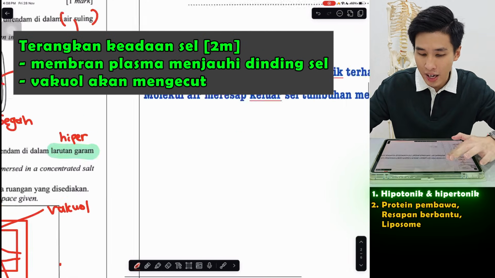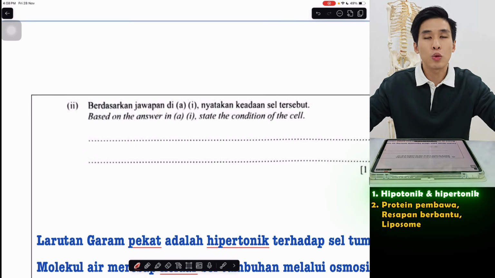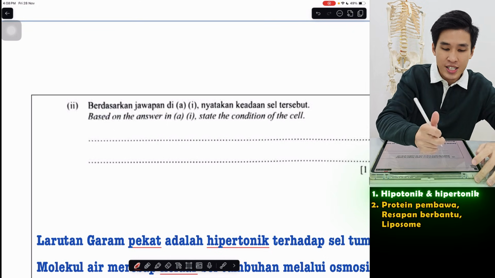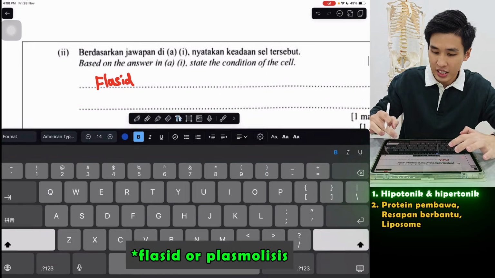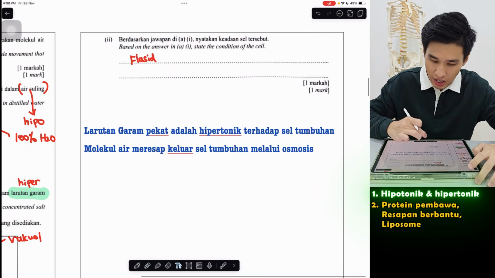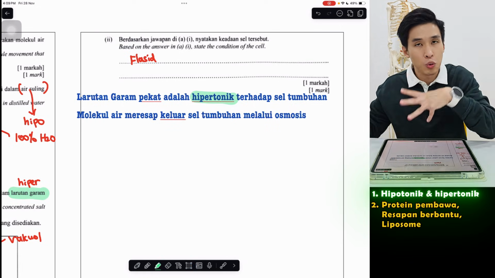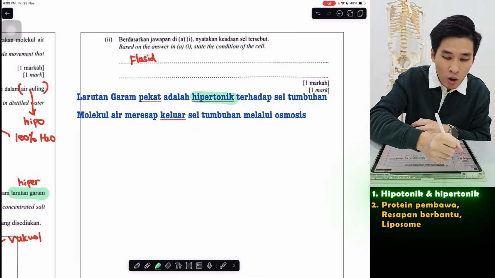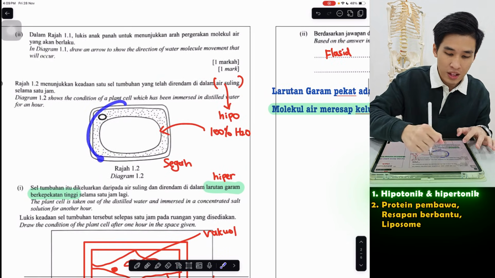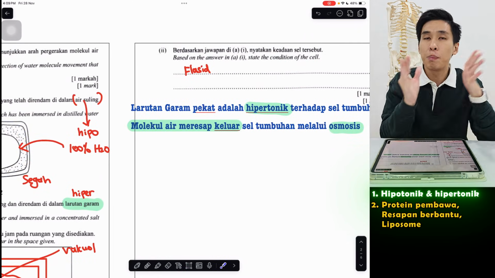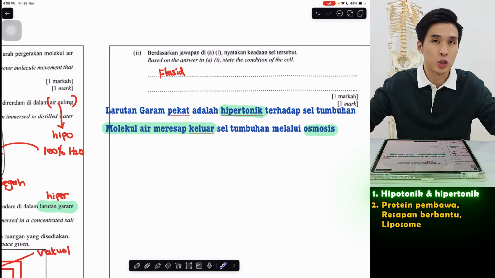Alright, and soalan akhir di sini they ask, berdasarkan jawapan di A1 nyatakan keadaan sel tersebut. So sel tumbuhan mengecut already, we call it as flasid. If they ask us to terangkan, sini saya bonus you lah terangan. So the terangan here is larutan garam pekat you must say adalah hipertonik terhadap sel tumbuhan. So must compare air, molekul air meresap keluar melalui osmosis. So if it's for this one, then terbalik only lor. Air suling hipo terhadap sel tumbuhan, air meresap masuk ke dalam melalui osmosis.